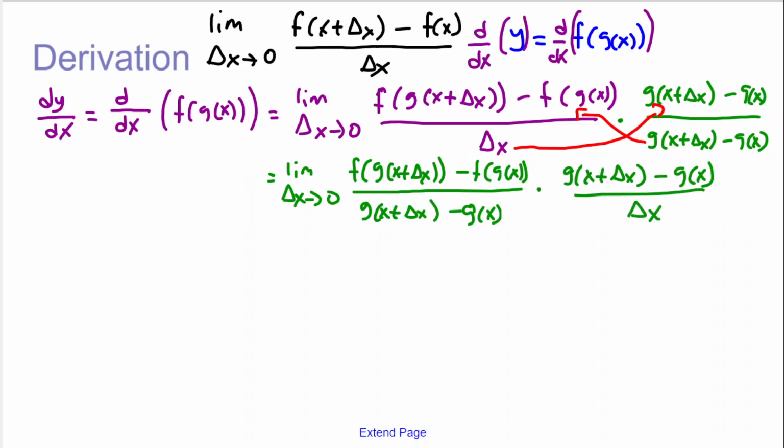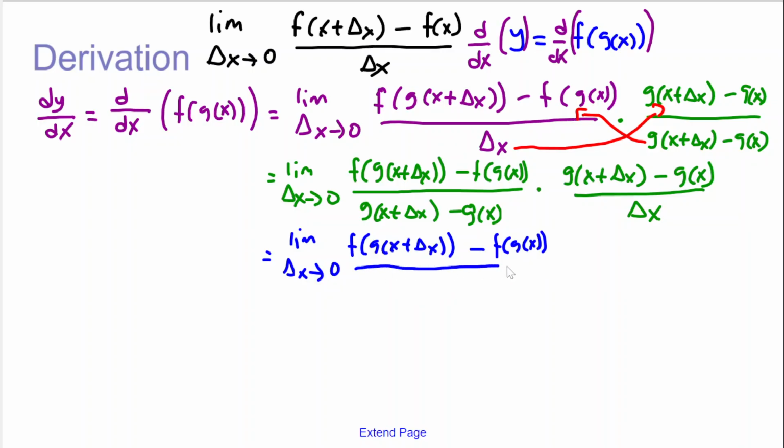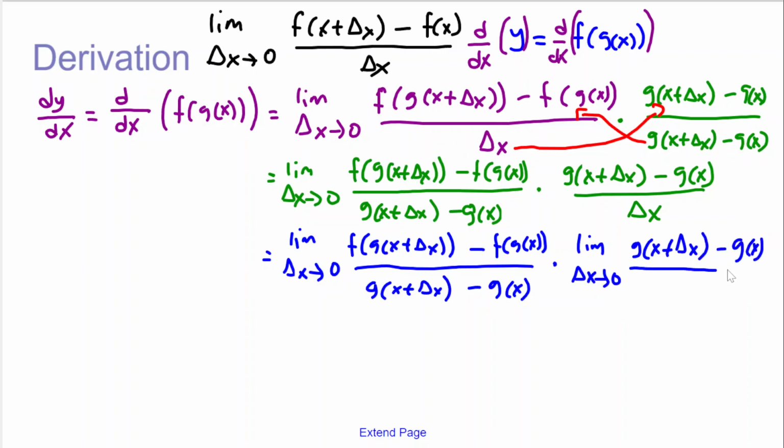Now, hopefully you remember from your properties of limits that you can rewrite this as two separate limits, right? The limit as delta x approaches 0 of f of g of x plus delta x minus f of g of x all over g of x plus delta x minus g of x, times the limit as delta x approaches 0 of g of x plus delta x minus g of x all over delta x.